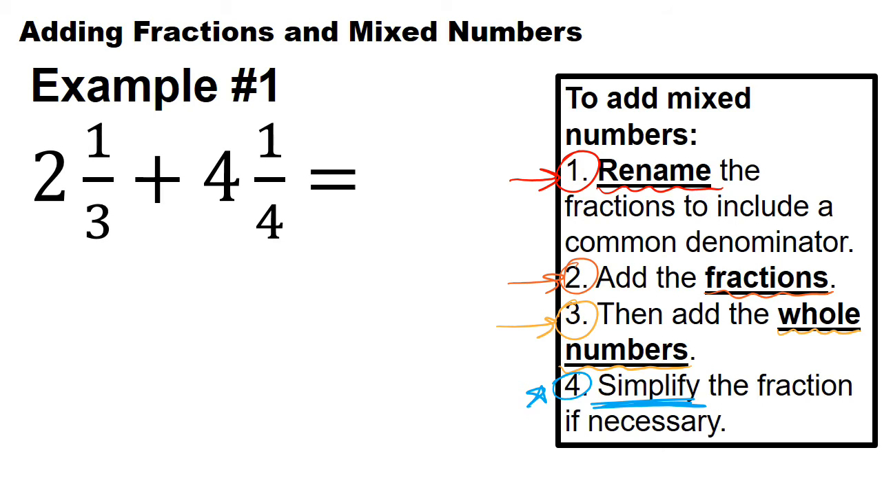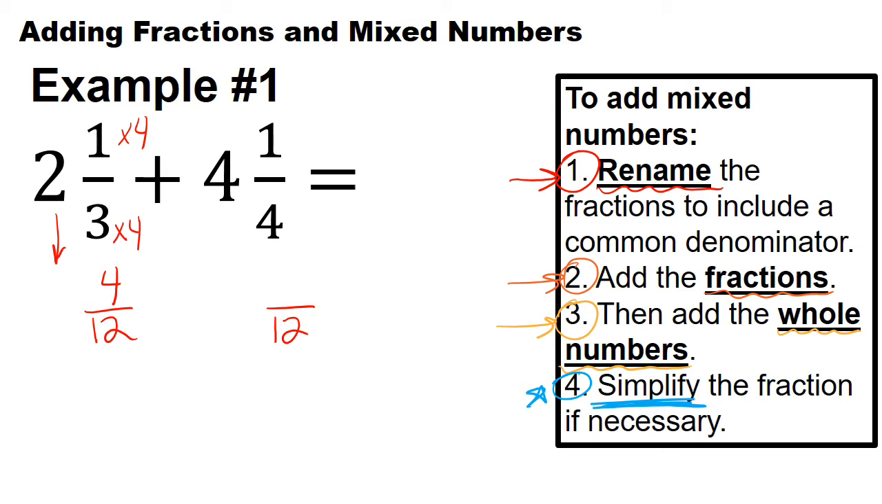The first step is we're going to rename the fractions to include a common denominator. So our common denominator of 1/3 and 1/4 is going to be 12. Now let's rewrite these fractions. 3 times 4 gives us 12. Whatever we do to the bottom, we do to the top. So 1 times 4 is going to give us 4.